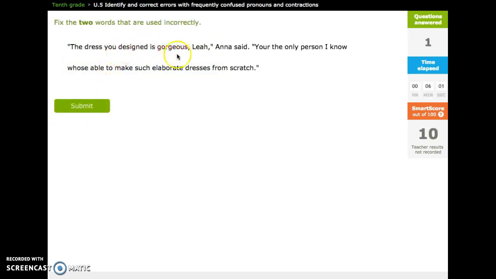The dress you designed is gorgeous, Leah, Anna said. You're the only person I know who's able to make such elaborate dresses from scratch. All right, I'm glad we got this one because there's a contraction I forgot to talk about. This is the first mistake. This is saying "you are the only person," right? And if we have "you are," let's contract that to "you're." Let's talk about "whose."